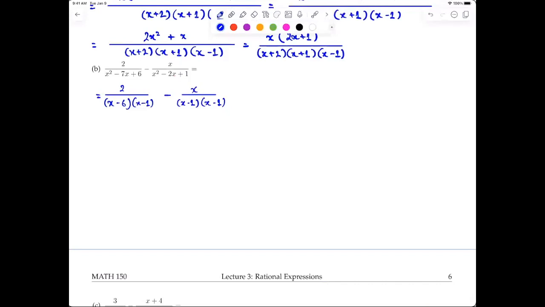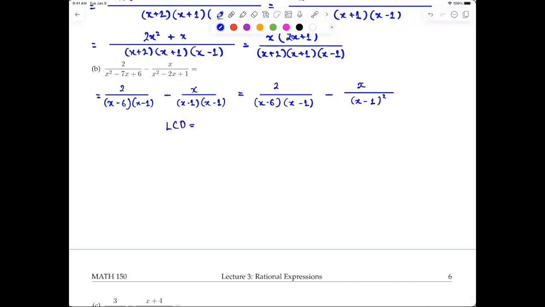All right. So in the second expression, you see in the denominator you have x minus 1 times x minus 1. So I'm going to rewrite this denominator as x minus 1 squared. You okay with that? Okay. So 2 over x minus 6 times x minus 1 minus x over x minus 1 altogether squared. Now you find the LCD, right?